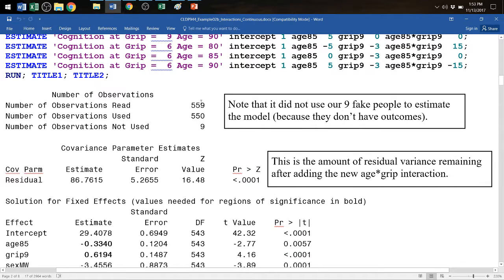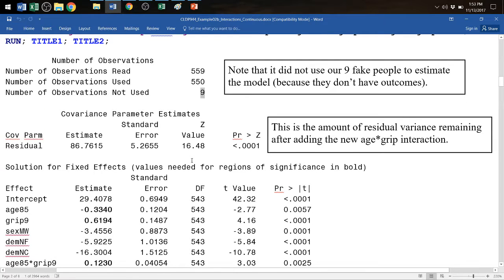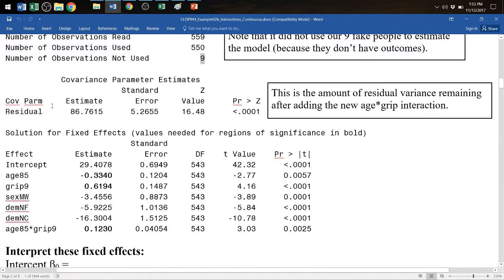So SAS told me it read in 559 observations, but it only used 550. It left out 9. It left out my fake people because they have missing data, as intended. Here's my residual variance. It is now down to 86.